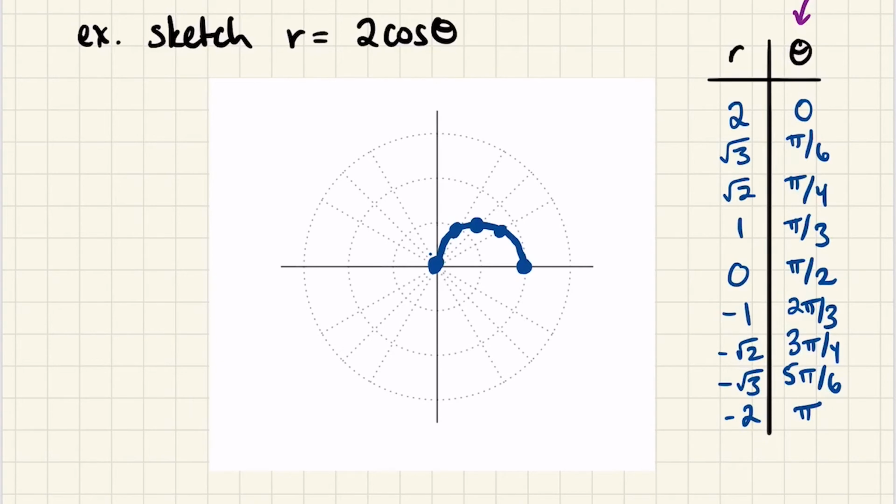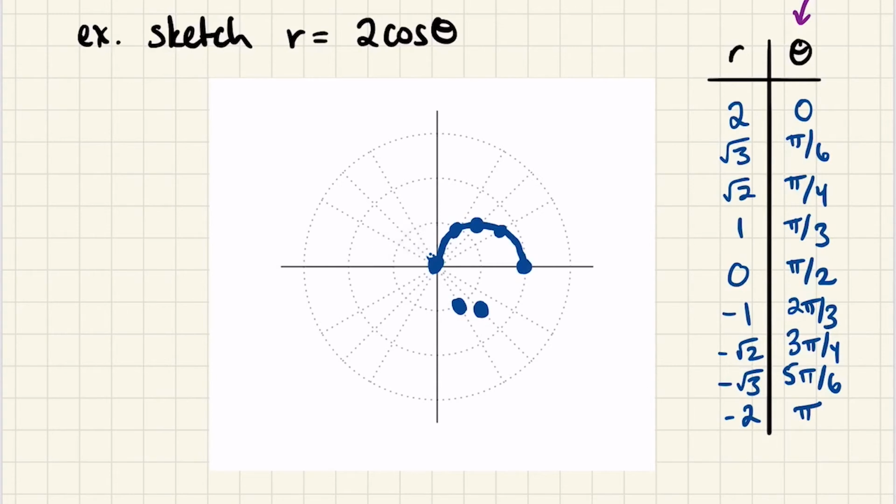Okay, they're all negative because cosine is negative in the second quadrant. So now, when we're pointed in a direction of 2 pi over 3, which is this direction right here, our r value is negative 1, which means actually we point ourselves this way and we move negative 1. So our next point is actually drawn right there in the fourth quadrant. When we point ourselves in a direction of 3 pi over 4, our r value is negative root 2, which is about negative 1.4. So it's right here.